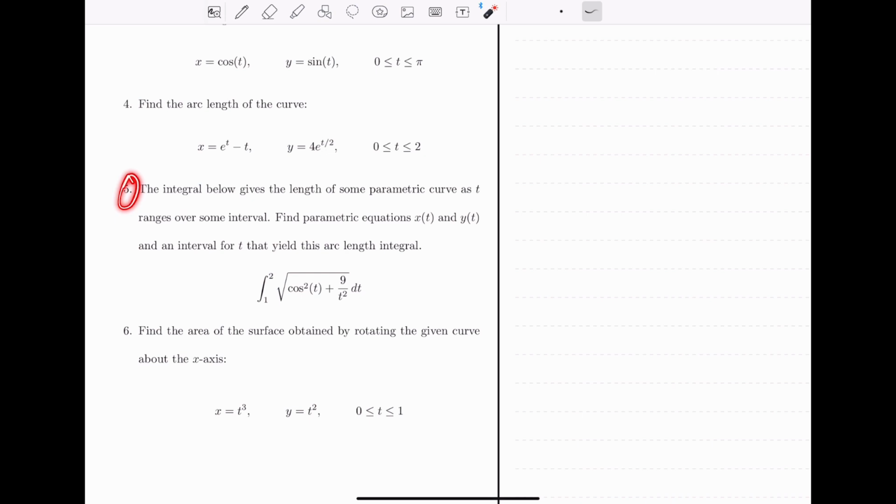Let's look at example 5. This is a bit more conceptual here. We have an integral, which we are told gives the length of some parametric curve as t ranges over an interval. And we want to reverse engineer this. We want to figure out what were the functions that gave us this arc length integral. So we want to figure out the interval for t and parametric equations that would yield this.